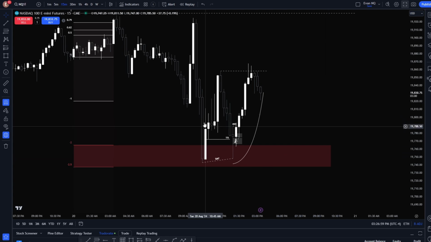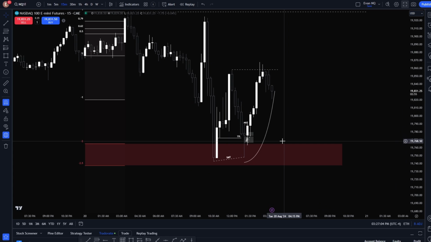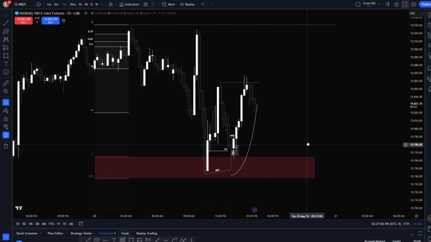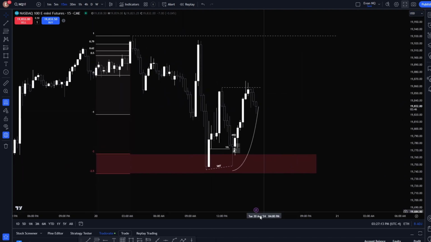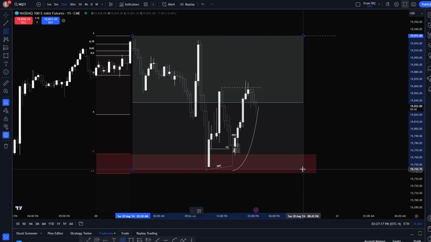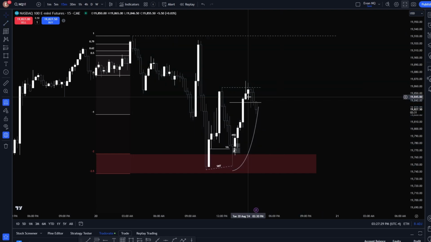I came back in the PM. I saw us come down here. Respect the 2 to 2.5 standard deviation. And learning, I know that once we hit the 2 to 2.5 standard deviation, the next thing we do is retrace back to equilibrium. So right here, equilibrium of the range was my target. That was my target going into the PM session.